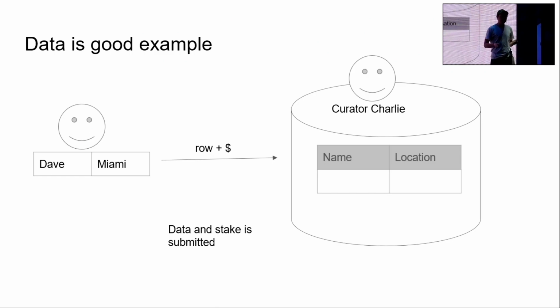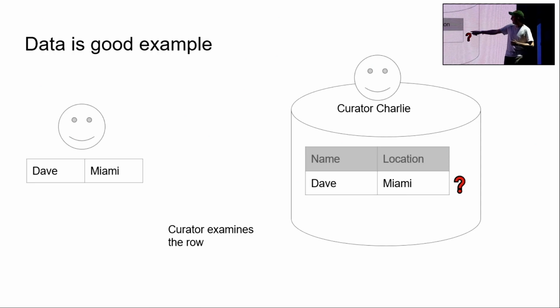We want to prevent spam. So when the curator has their database here, and Dave has a row that he wants to submit to the database, he has to submit a small stake along with that row. That's just a small amount of money that is set by the creator of the curator at mint time. It's on the order of a penny up to $1, say. So he submits the row, and he's temporarily in purgatory here. You can see now the data is in the database, but so is the money.